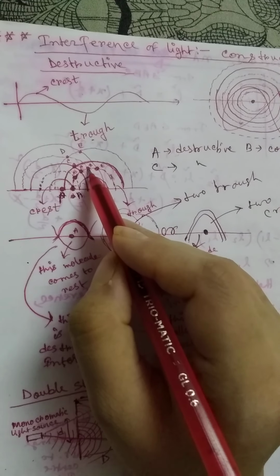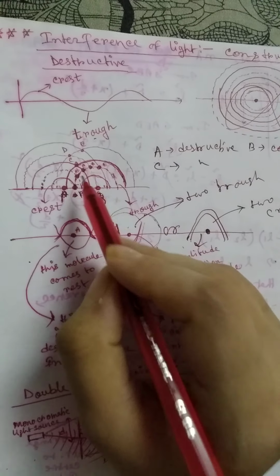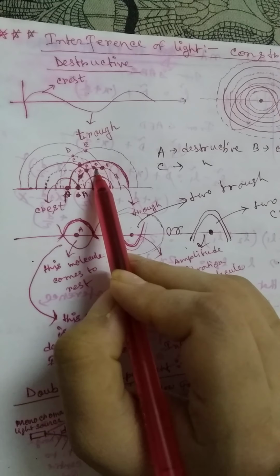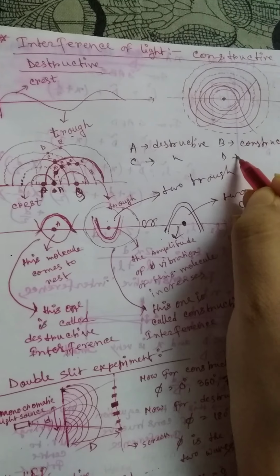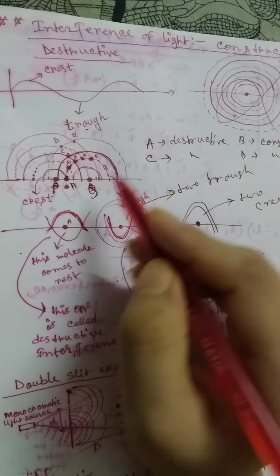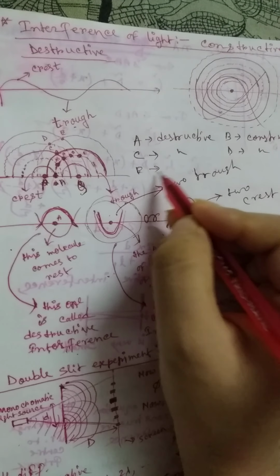What about D point? This is C, this is D. D point, just two troughs. Just look here, this is also a trough and this is also a trough. So D point is also constructive. E point is again destructive.